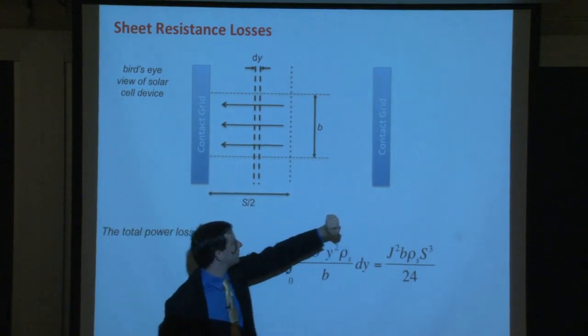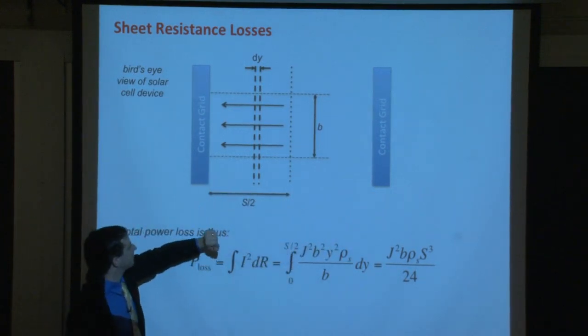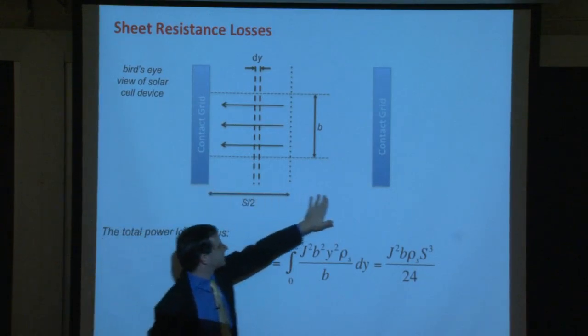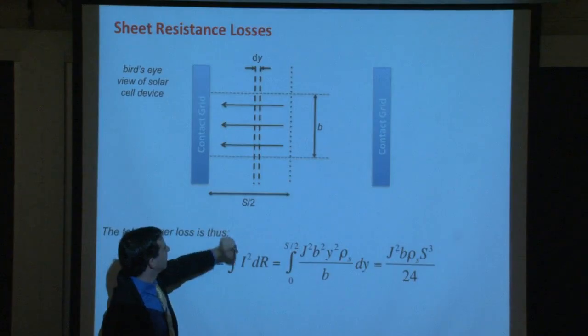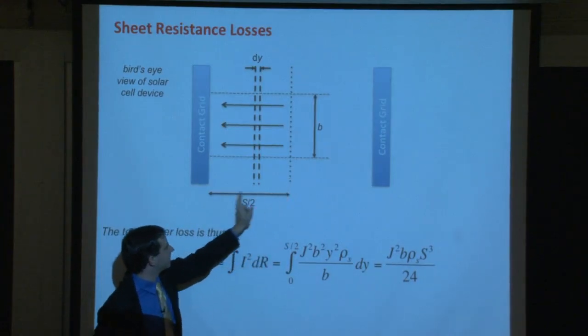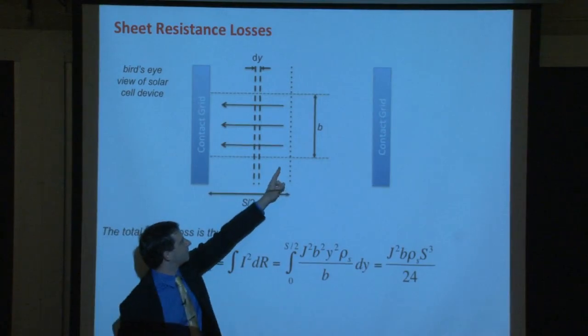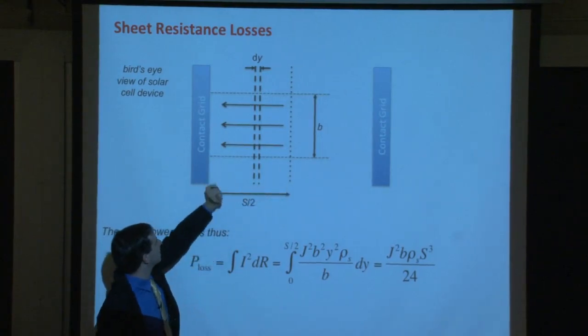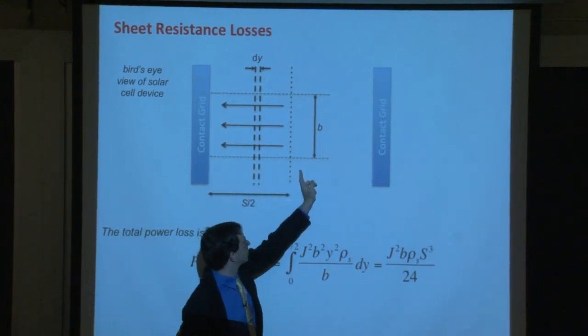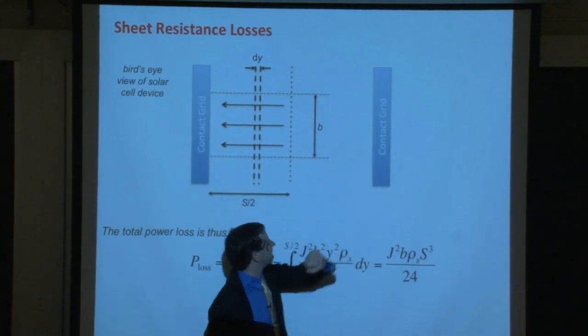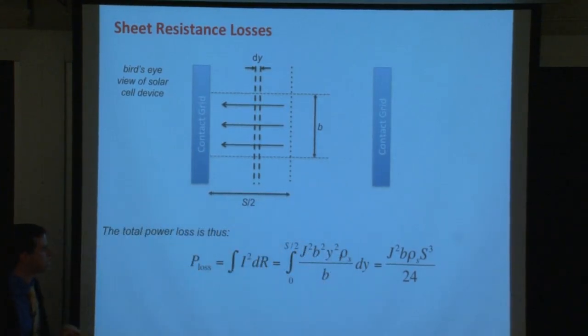So here's one contact metal finger. Here's the next contact metal finger. It's extracting charge from the material, and we have a certain distance S right here between them. So the maximum distance that the current would travel in principle would be S divided by 2, since any current that reaches the emitter over here will be collected by this contact grid, and any electrons reaching the emitter over here will be collected by that contact grid finger.